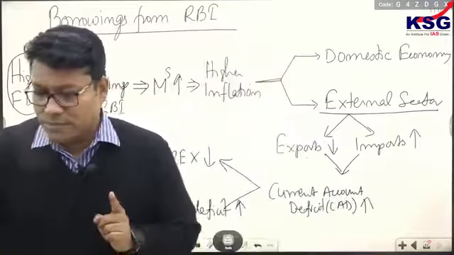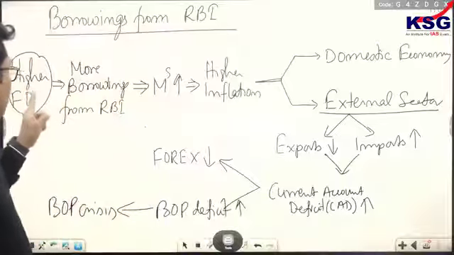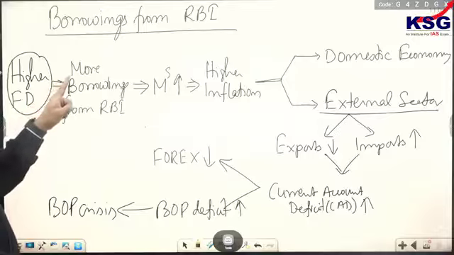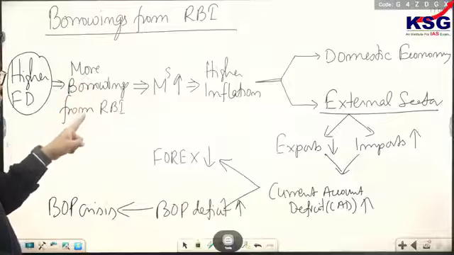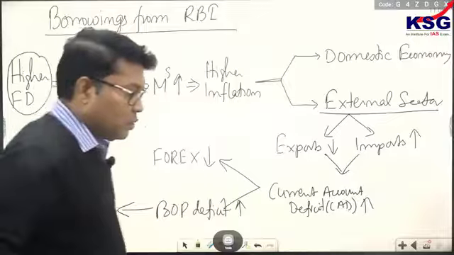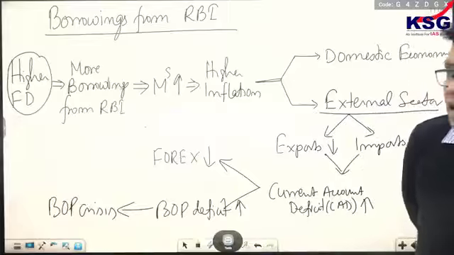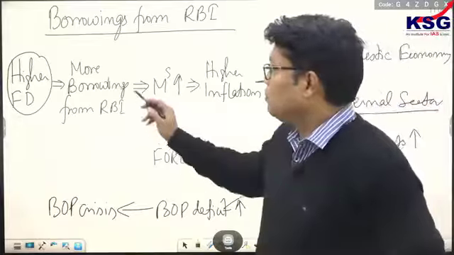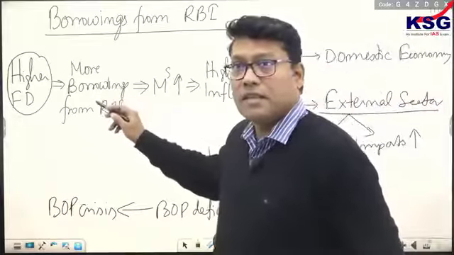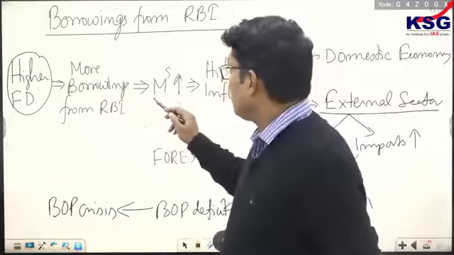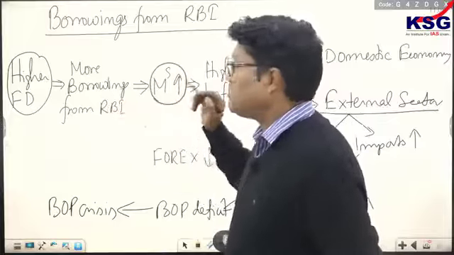Just check here. If there is a higher fiscal deficit and government borrows from RBI, because here the government is funding by borrowing money from the RBI, so there is more borrowing from the RBI. And if there is more borrowing from the RBI, then ultimately in the economy there is an increase in money supply.